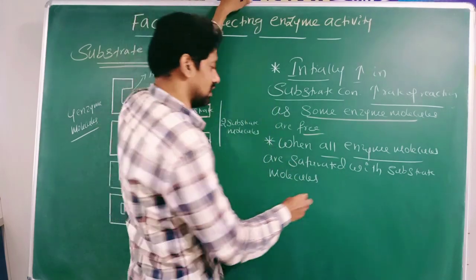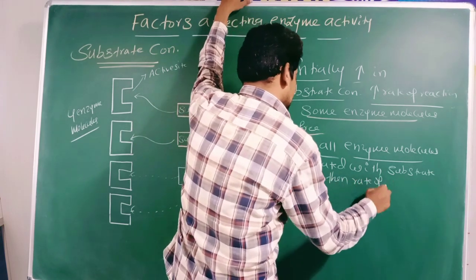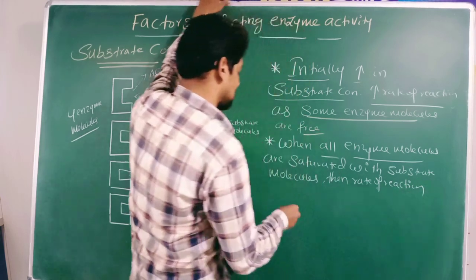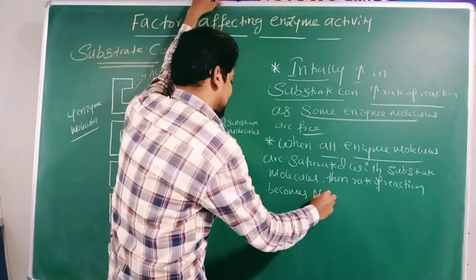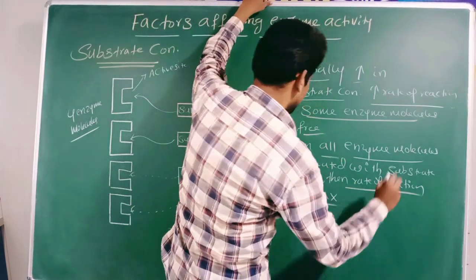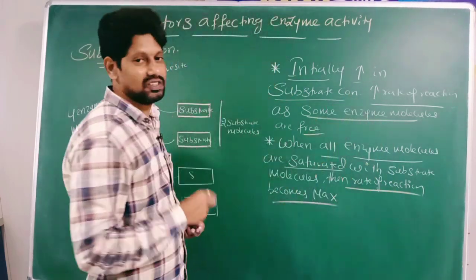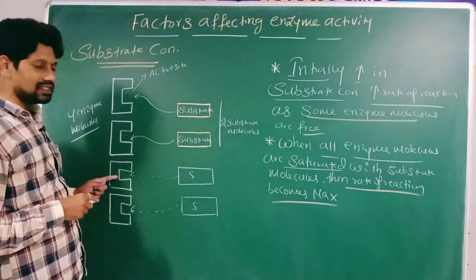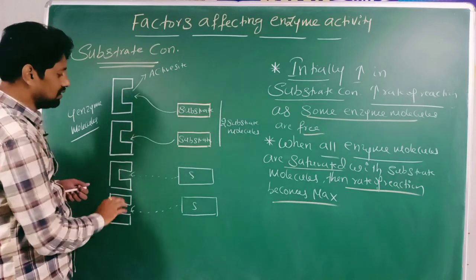Substrate molecules, then rate of reaction, then what? Rate of reaction becomes maximum. What becomes maximum, sir? Rate of reaction becomes maximum when all enzyme molecules are saturated with substrate molecules. All enzyme molecules are saturated with substrate molecules. It means now no enzyme molecule is free.